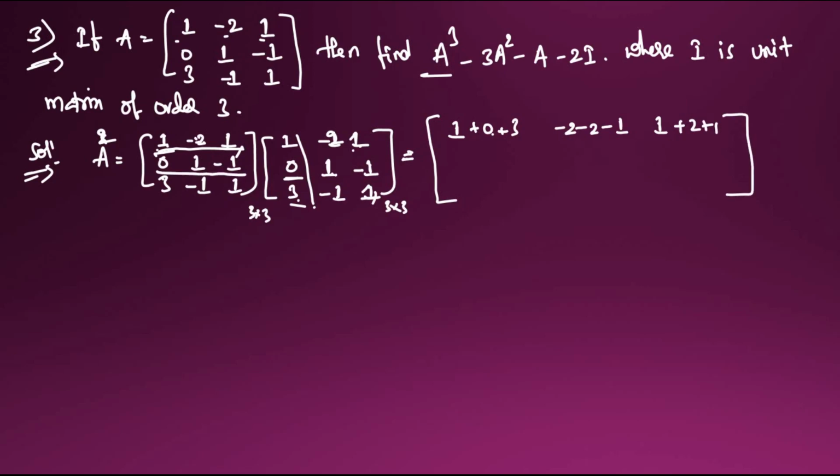Here again we have to do this one. So 0 into 1, 0, plus 1 into 0, 0, plus -1 into 3, -3 here, -3 will come. And again 0 into -2, 0, and 1 into 1, plus 1 will come here. -1 into -1, plus 1 will come here, and again 0 into 1, 0, plus 1 into -1, plus -1 into 1 here, plus 1. -1 into 1, -1 here also, -1 will come here.